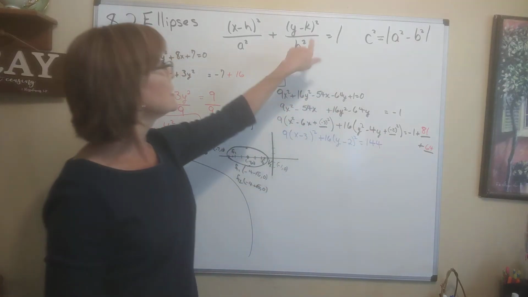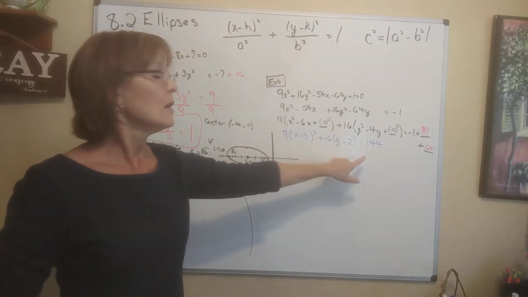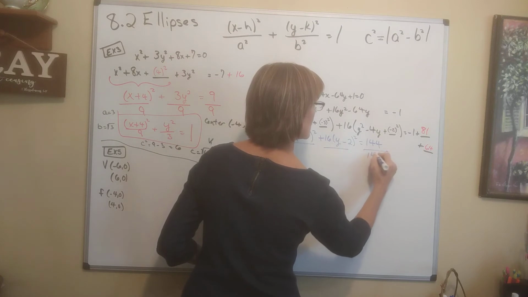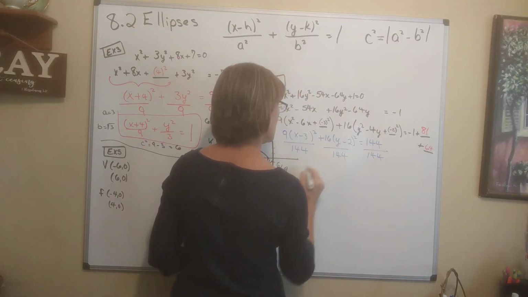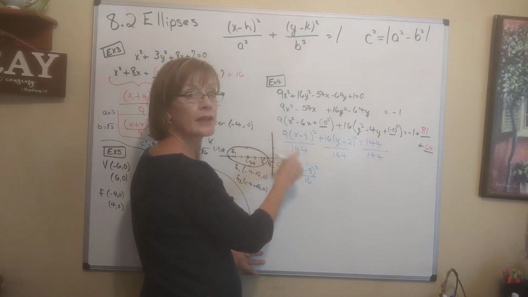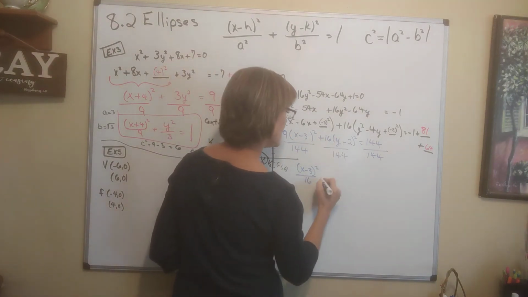Now, to get this in this shape, we need a 1 over there, so we'll divide both sides by 144. That gives us x minus 3 squared over 16. When we simplify this, 9 goes into 144 16 times. 16 goes into 144 9 times.